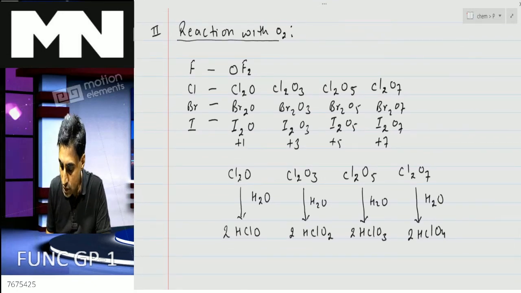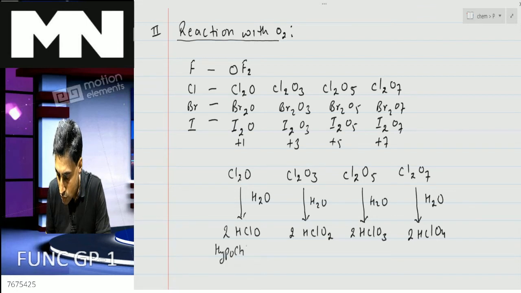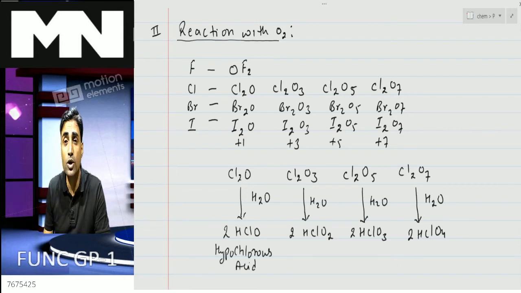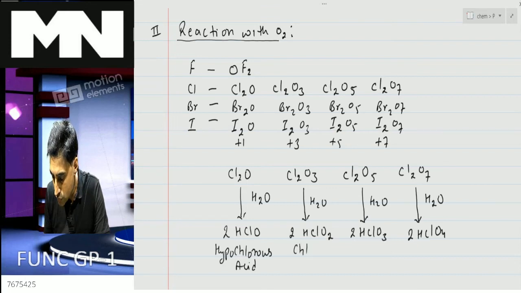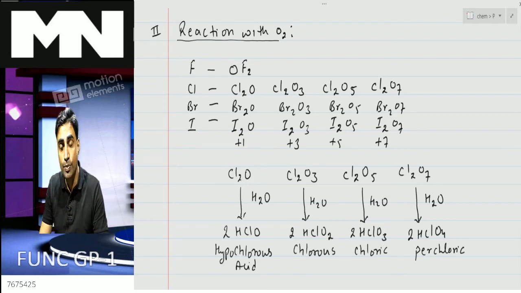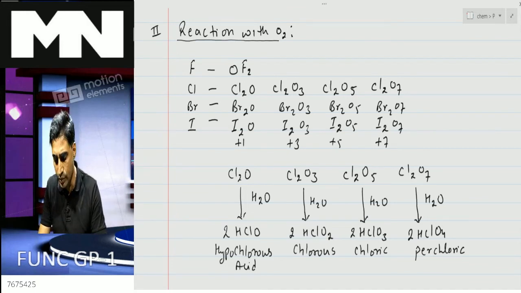The first compound is known as hypochlorous acid. Very commonly we call it hypohalous acid. Had it been bromine, hypobromous, hypoiodous, so this is hypochlorous. Then you have chlorous, then chloric, and in the last perchloric. So hypochlorous, chlorous, chloric, and perchloric acid we get. For any halogen, we can say we have hypohalous, halous, halic, and perhalic.